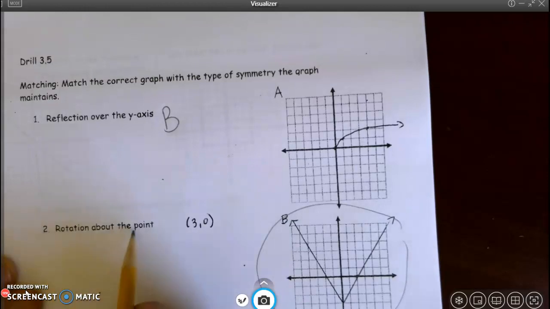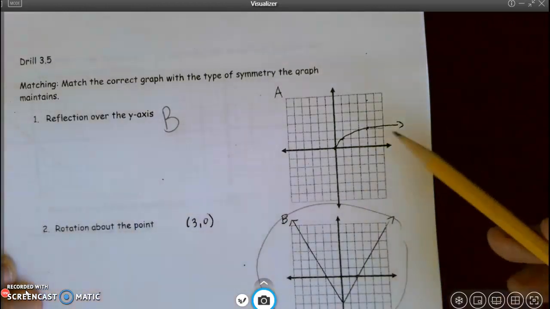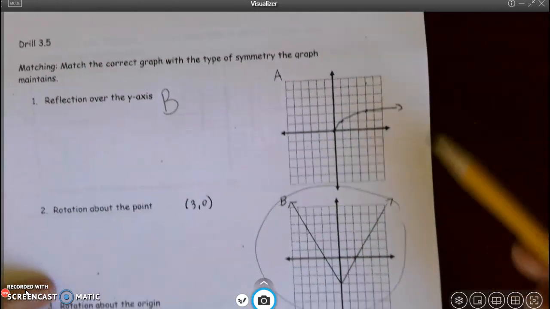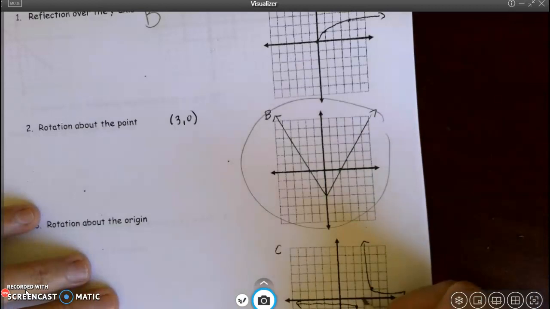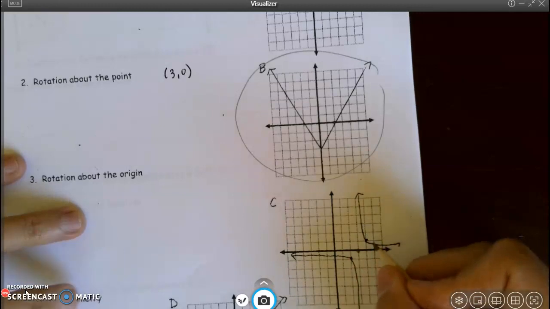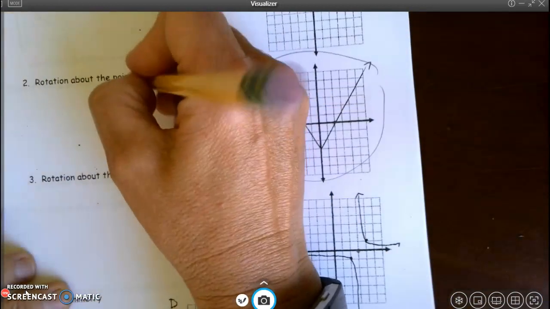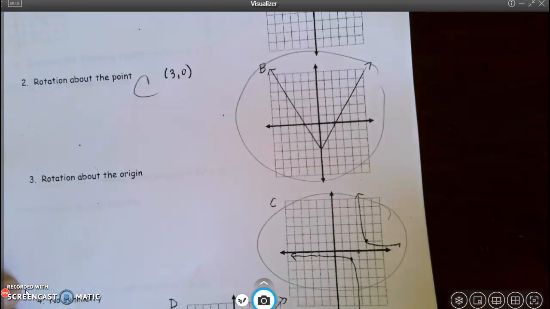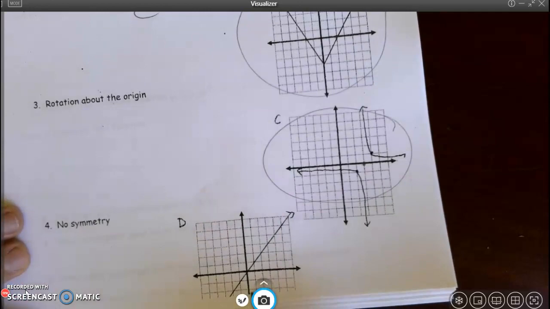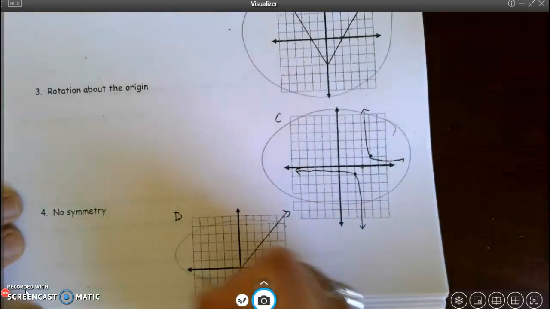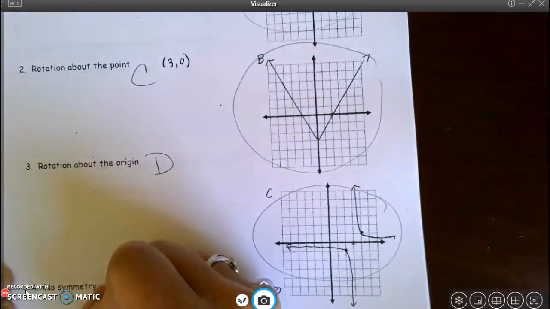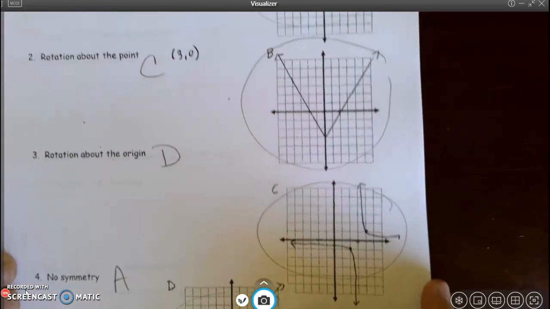Rotation means to turn around the point (3, 0). So somehow the point (3, 0) has to be significant. Doesn't look like it here. Let's see right here, (3, 0), here's that point. If I was to rotate this graph around this point, it would be symmetric. So that's going to be letter C for that one. Rotation about the origin, that's going to be letter D here. No symmetry at all: our square root graph right here has no symmetry. Okay.